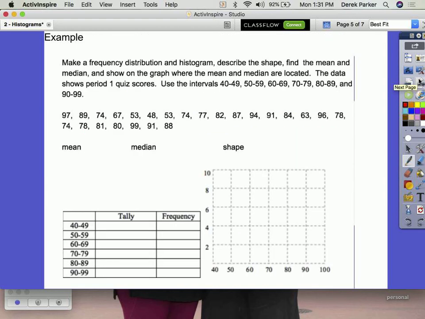Now, let's do an example. I want you to make a frequency distribution in histogram, describe the shape, find the mean and median, and show on the graph where the mean and median are located. The data shows period 1 quiz scores. Use the intervals 40-49, 50-59, 60-69, 70-79, 80-89, and 90-99. Okay? And the list of numbers are below. First step, make your tally chart.